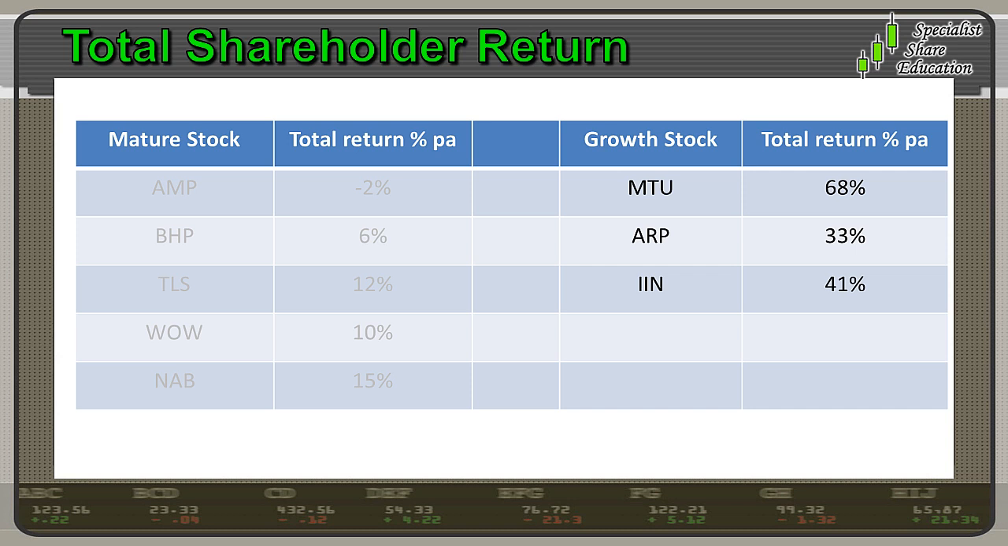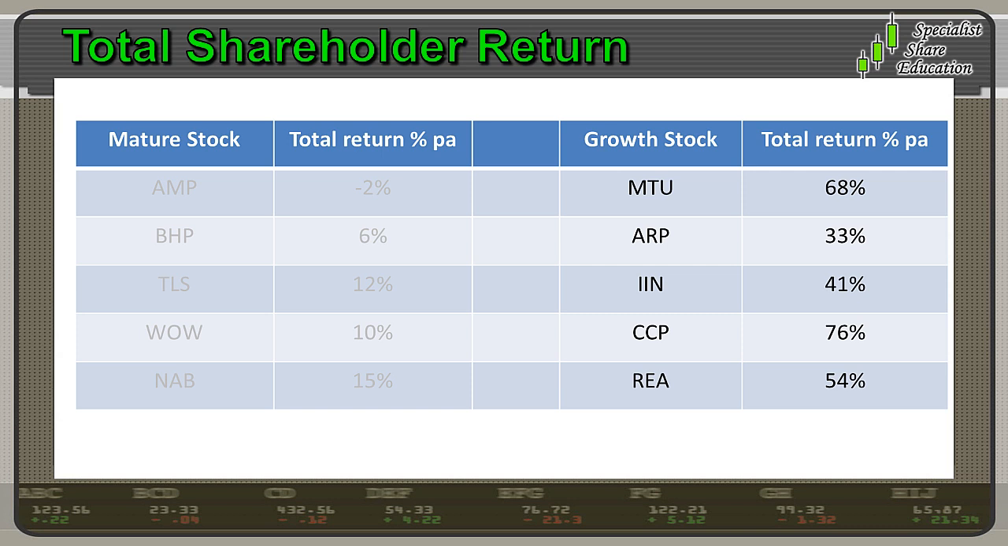Telecommunications company MTU, 68% per annum return over the last 5 years. ARP, manufacturer of four-wheel drive equipment, 33% per annum. iiNet, also in the telecoms space, 41% per annum. And just a couple of others to round it out. Credit Corp in financial services, 76%, and realestate.com, 54%.